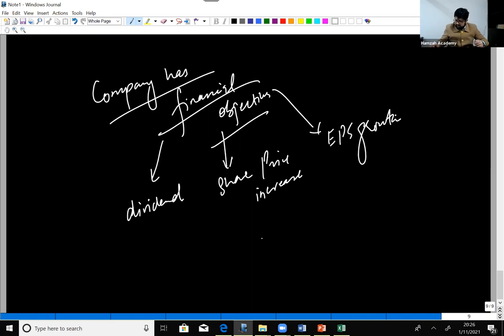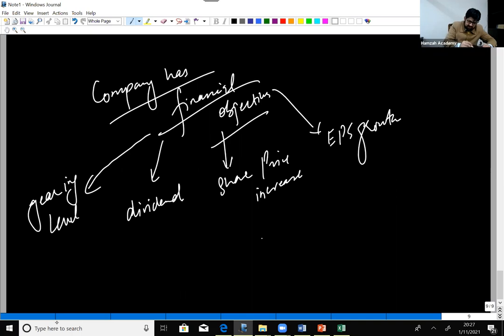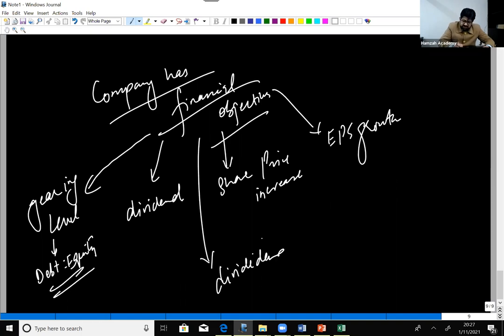Now, next, let us proceed. In addition to that, what are other financial objectives of the company? What can they be? For example, the company wants gearing level maintenance, that is, debt equity ratio. We have to talk a lot about it in business finance. So the company can have a target of dividend retention, profit retention. What is it? I will explain a bit.